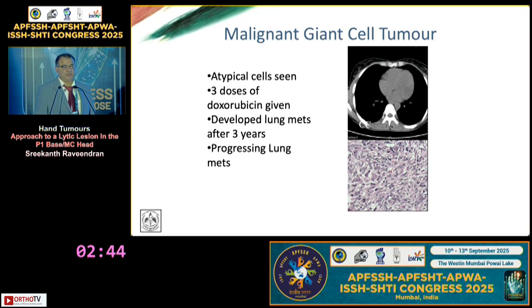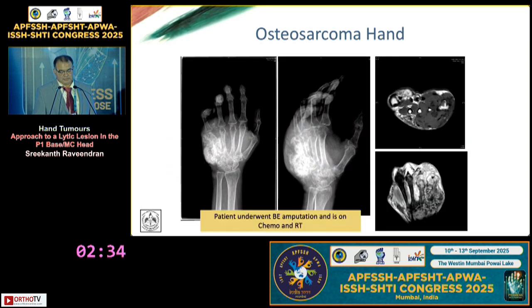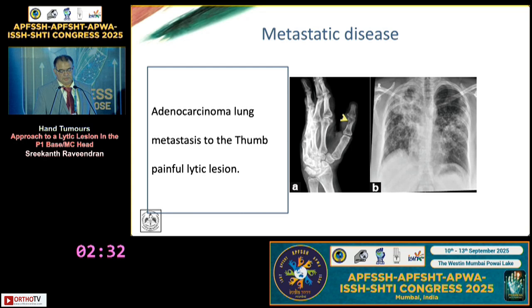Unfortunately, the patient, even though had chemotherapy, developed progressive lung disease. Next one is a very huge tumor of the hand, and biopsy came as osteosarcoma. And next one is a moth-eaten type lesion in the proximal phalanx of the thumb. A very painful lesion, it was an adenocarcinoma with acral metastasis.